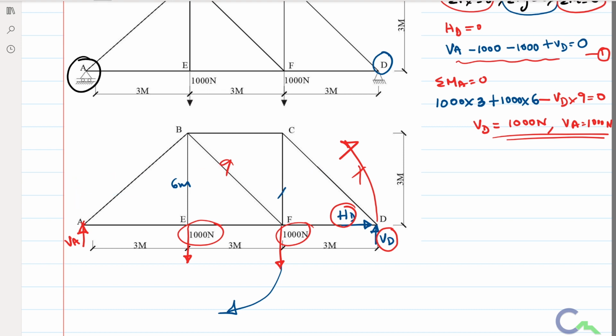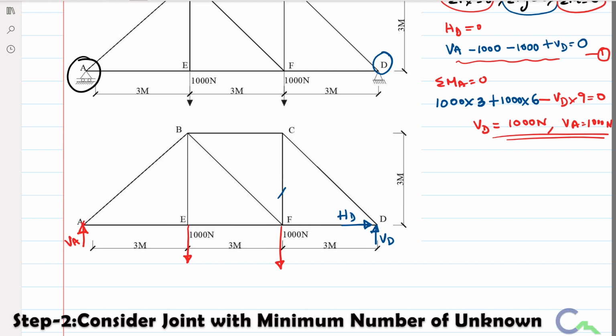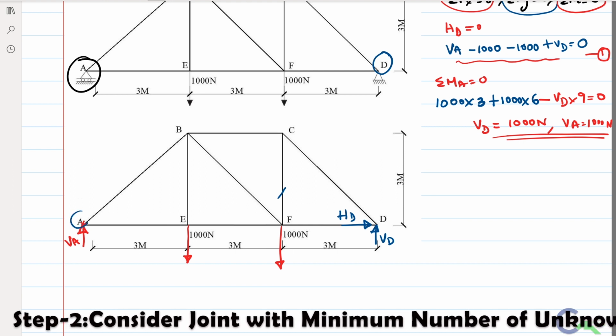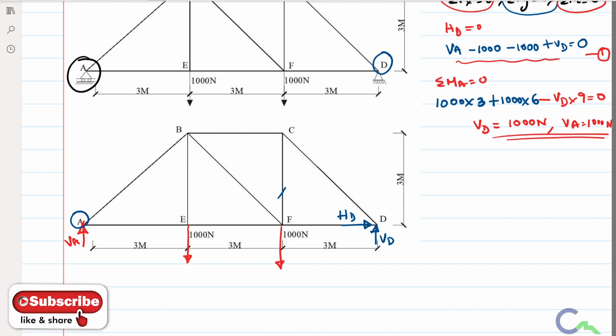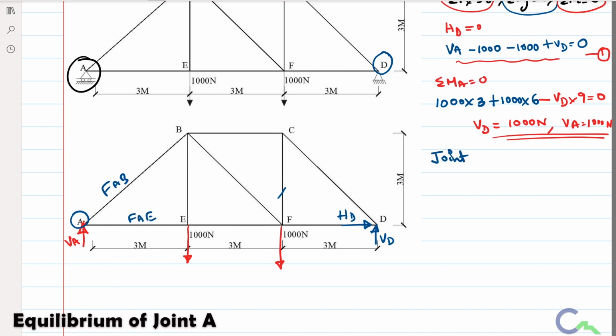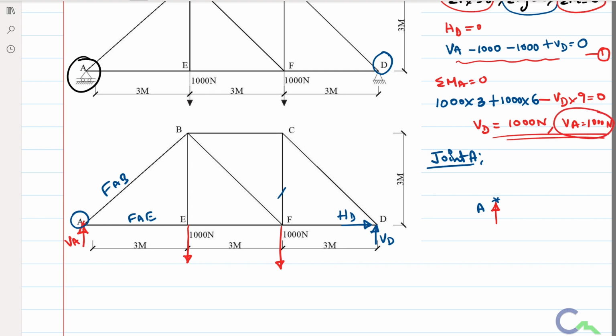So the next step in the procedure, I have to consider a joint which is having minimum number of unknowns. In this case, first if I see the joint A, which is having two unknowns, that is FAB and FAE. So I will consider that joint A. I am going to draw the free body diagram at joint A. I will take that point A like this. So one force is acting towards that point, that is the reaction VA. Just now we calculated, that is 1000 Newton.